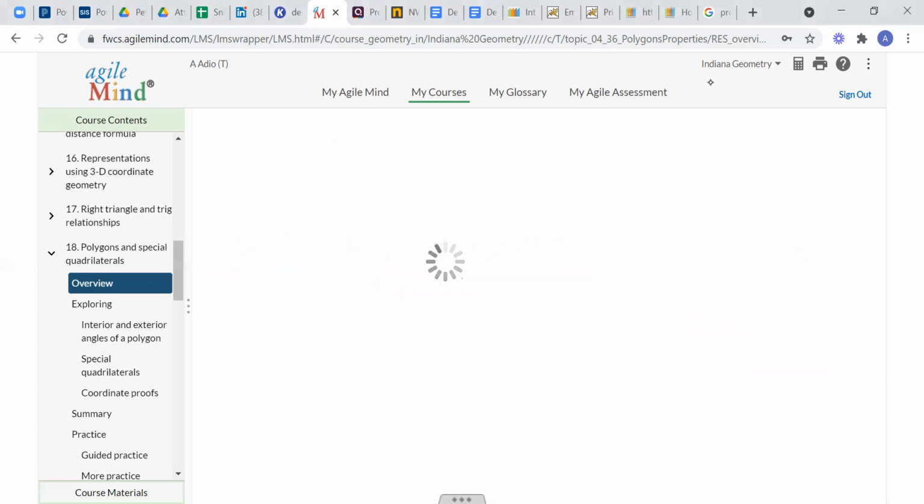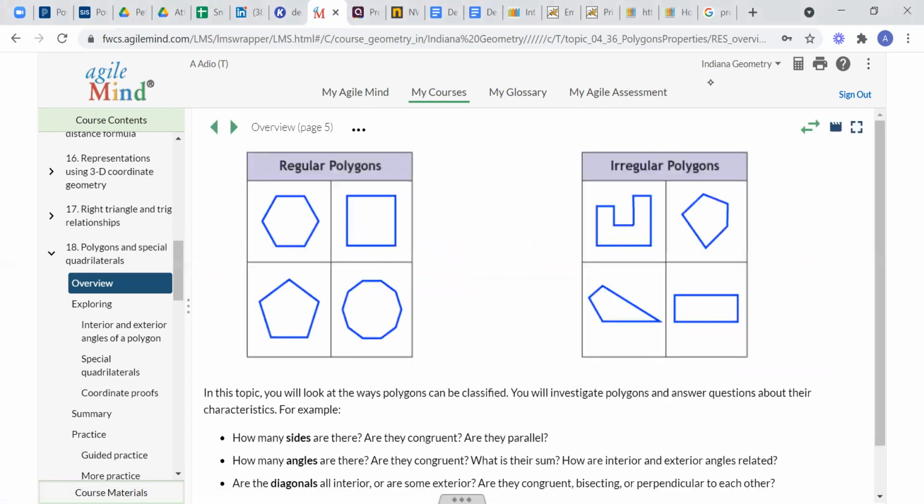Next page. So these are the differences. As you can see, the regular ones and the irregular, we've already talked about the irregular on page 4. So the regular ones, the first one here is hexagon. All the sides are equal. The square here, all the sides are equal. Pentagon, all the sides are equal.